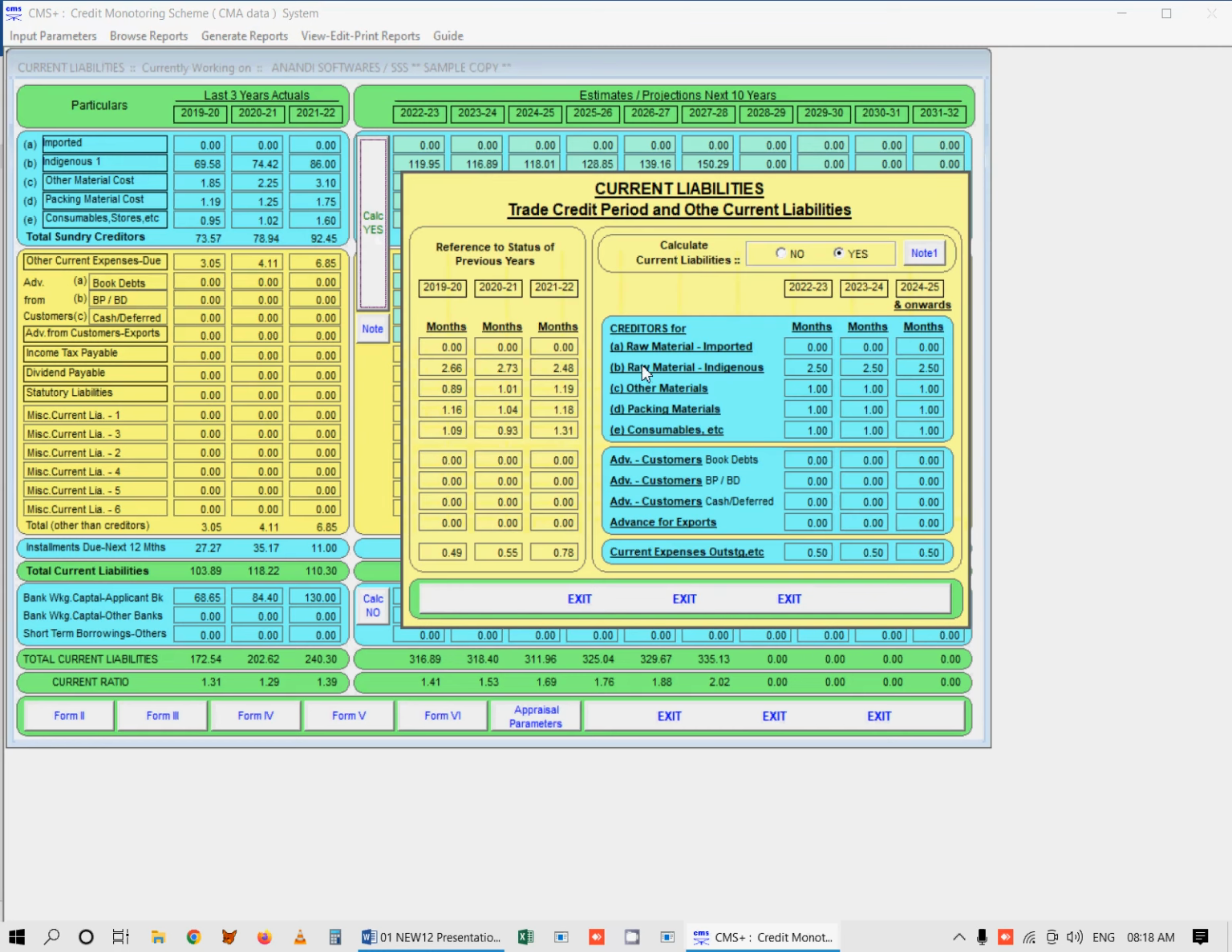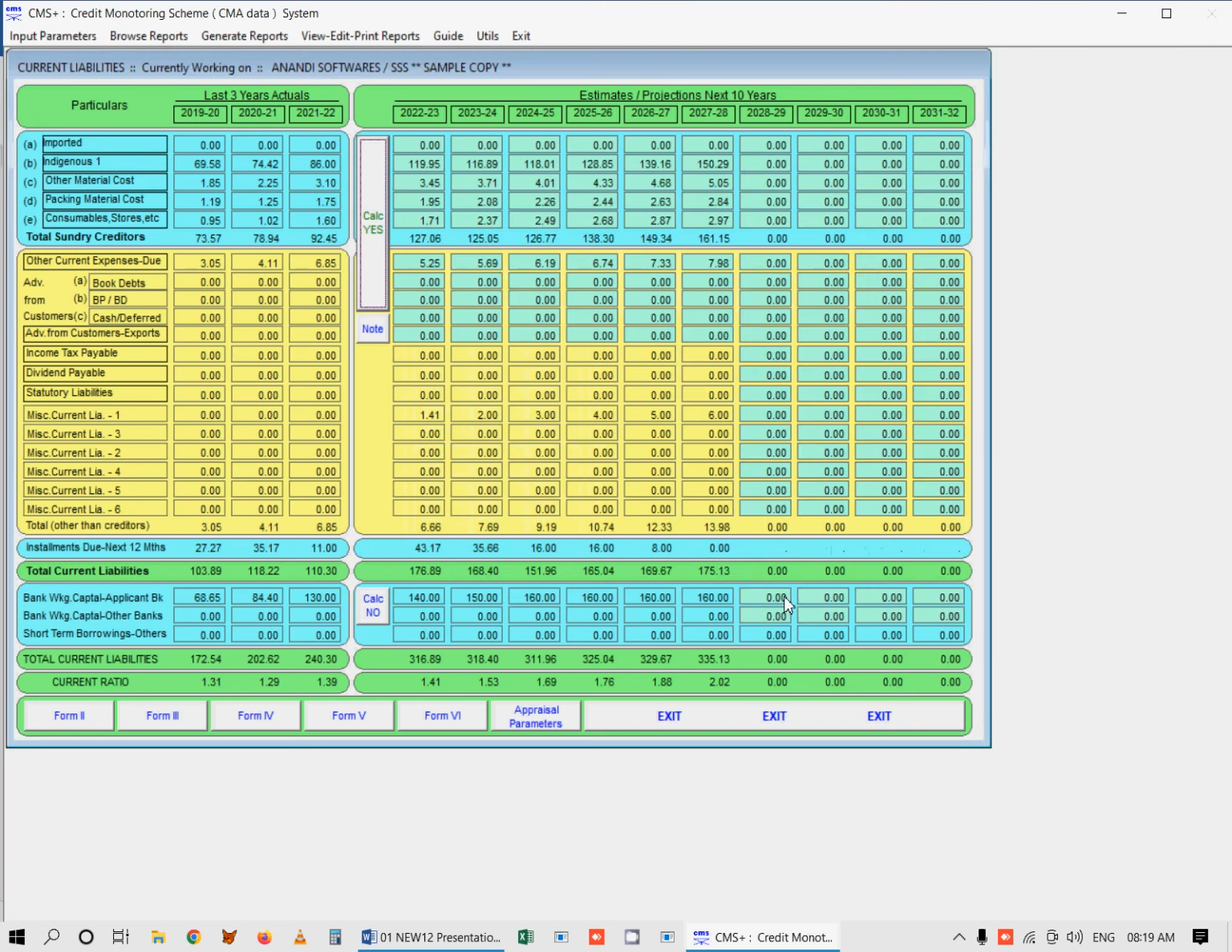C. Calculating of all type of sundry creditors, advance from customers, outstanding expenses, etc. Same way, we get a clue from, as evidenced during the last 3 years, the various levels of sundry creditors, advance from customers, outstanding expenses, etc. And then just state therein the credit period intended for first year, second year, and third year onwards. Upon exit, all calculations get auto-placed therein.